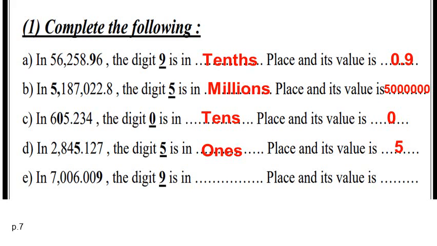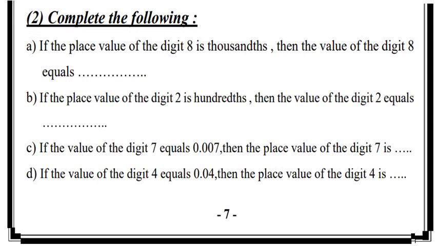The second decimal place is called hundredths. The third decimal place is called thousandths. So the 9 is under the thousandths. So its place is thousandths. And its value is what? 9 thousandths. So 9 over 1000 or 0.009. Number 2, complete the following.